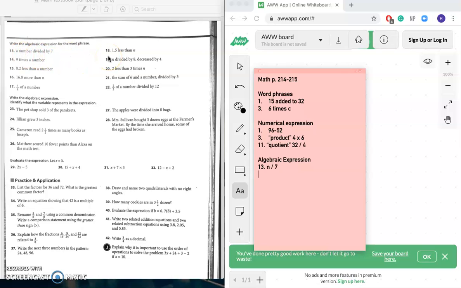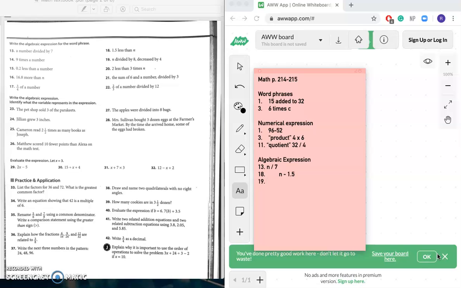Great. Let's try 18. Similar, 1.5 less than n. So that means we have n. So for example, we have a bag of marbles. We don't know how many bags, and we're going to take away 1.5 bags. So that would be n minus 1.5.